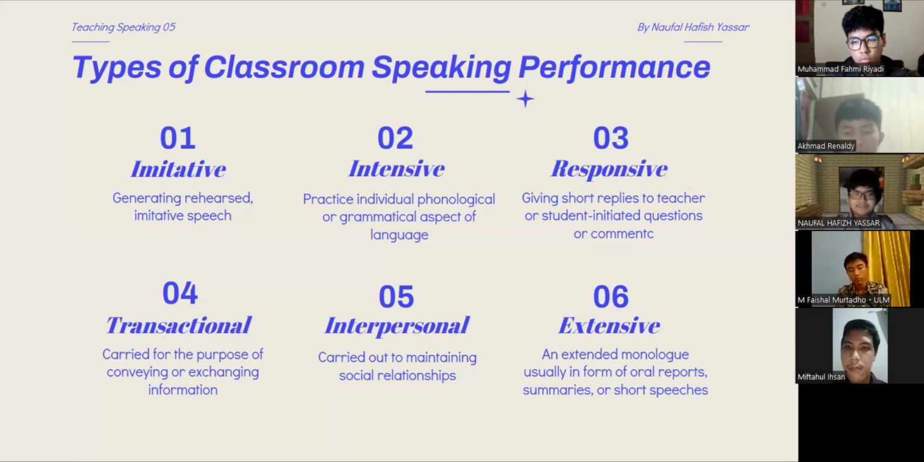Number four, transactional. This is carried out for the purpose of conveying or exchanging information between students or teacher. Number five, interpersonal, carried out to maintain a social relationship. This is usually almost the same as transactional, but this is in a social relationship, like using slang, ellipses, and emotionally charged language, etc.